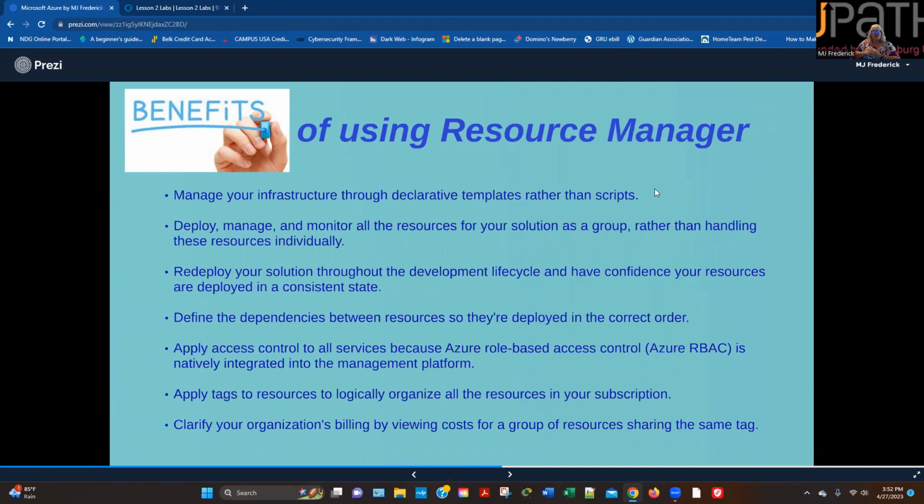Applying your access control to all the services, because Azure is a role-based access control, which is integrated into the management platform. So when I'm teaching security, we talk about DAC, RBAC, mandatory access control, MAC, and so on. Pretty much everything that I've done is always role-based.